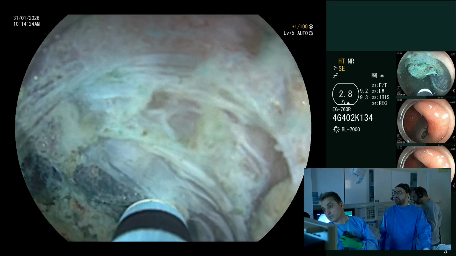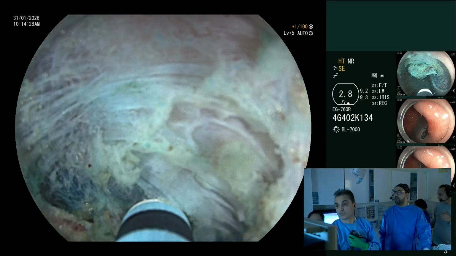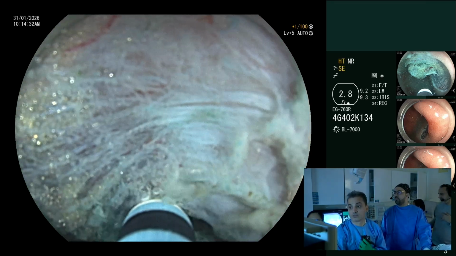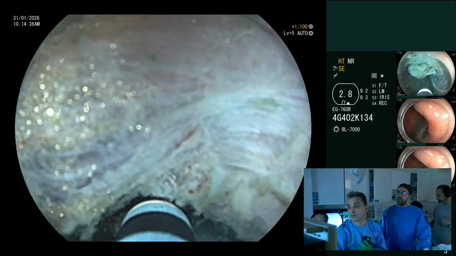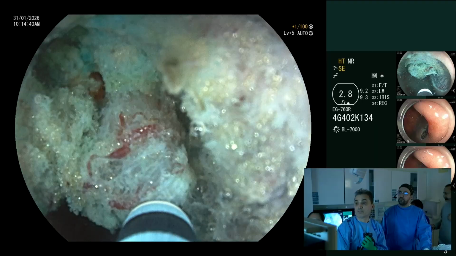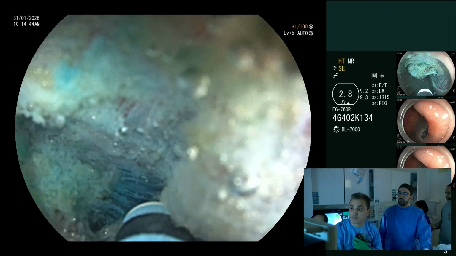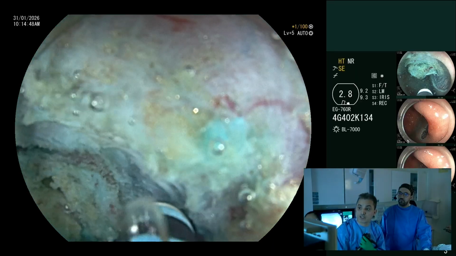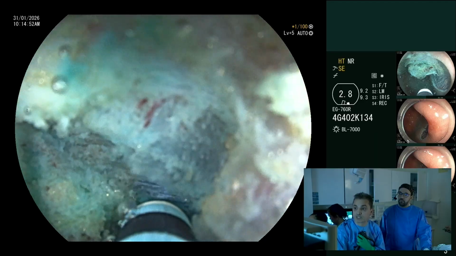So we are almost finishing the lesion. We count the area where the invasion is happening, and we just passed it now. So probably we'll finish the lesion soon. Very difficult, very angulated, but we try to get the best pathologic margin, R0, because the aim of our procedure is to get en bloc resection and R0 resection.